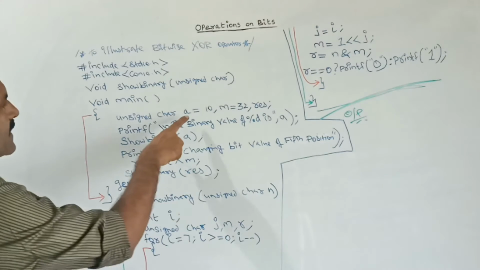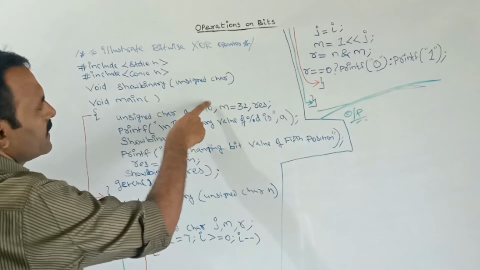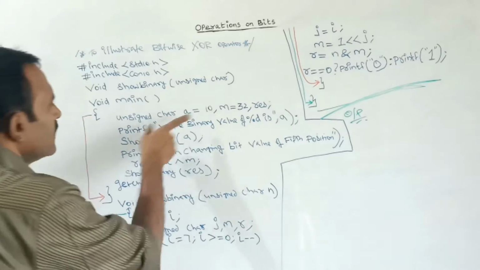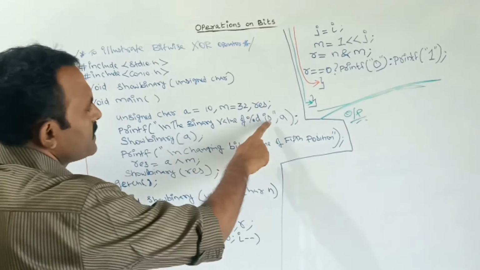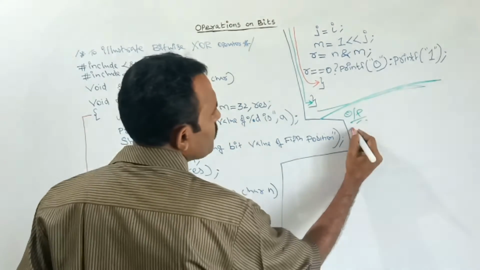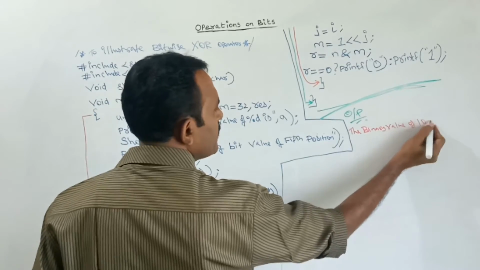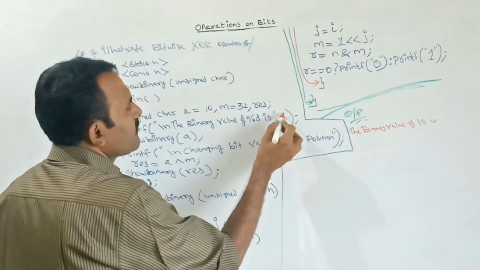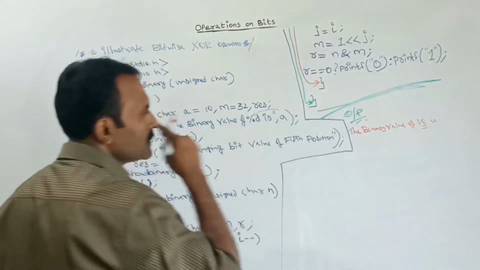Starting itself here, while declaring the variable a, I had given the constant value, that is 10. A is equal to 10. Next, mask value here I am using 32. Next, in this step, it will display like this, the binary value of 10 is, this message will be displayed. Here what is the value of a? 10. So the 10 will be displayed here on the output screen.